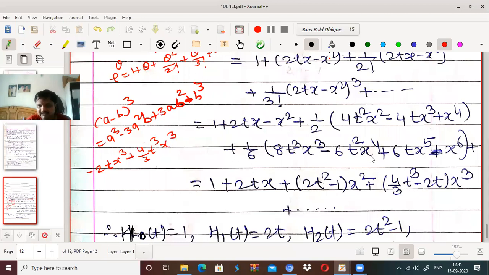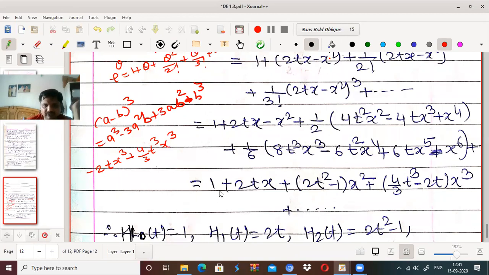Then is there any other term of x cube? No, not here. Here the term will be of x to the power 4, because we have to take the fourth power, and so on. So we don't want to go for fourth power. We will stick up to third power.